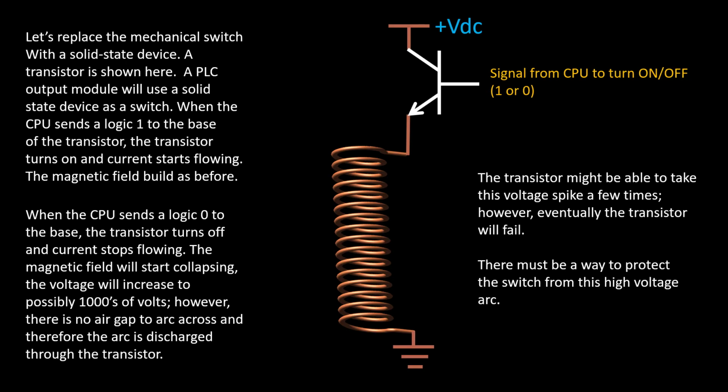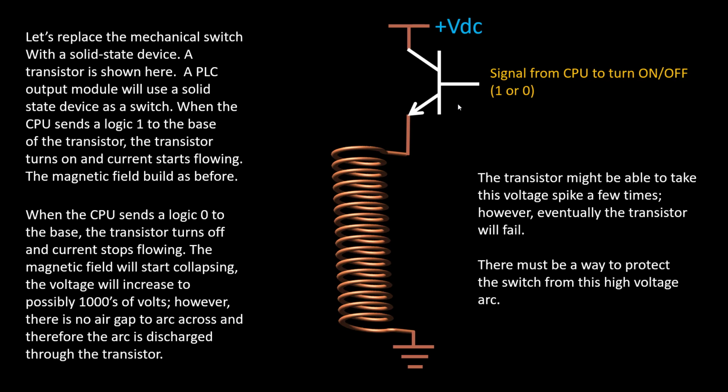So now we're going to replace that switch. We have to wire these inductive loads to a PLC or some microcontroller board output, which means that that mechanical switch is going to be replaced with a solid state device. Now I'm showing in this diagram a transistor, but it can be any solid state device that can act as a switch. It could be a transistor, it could be an FET, which is a field effect transistor, it could be any other type of solid state device.